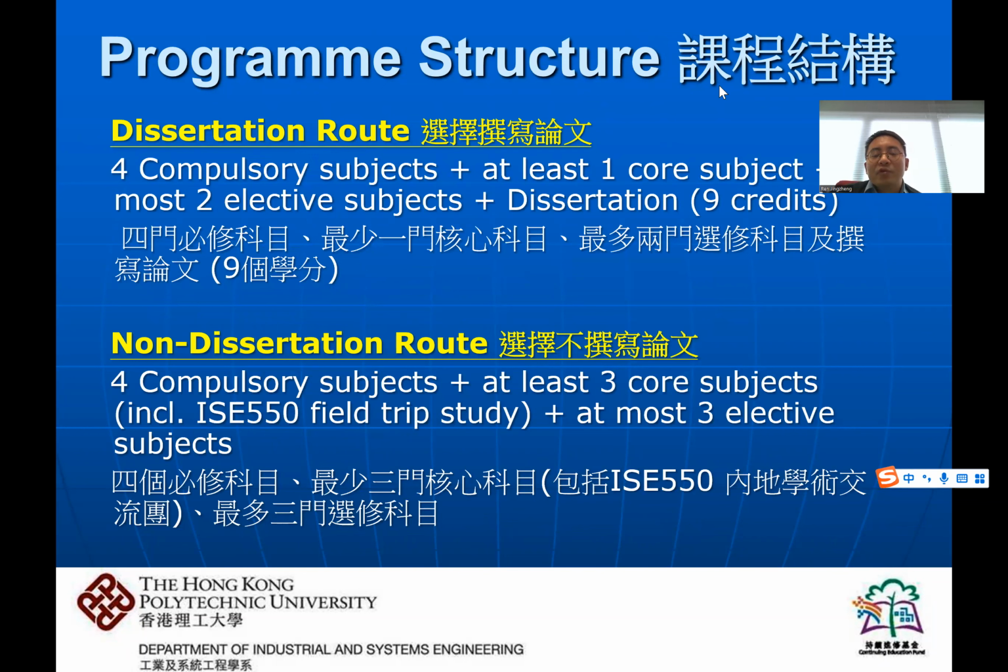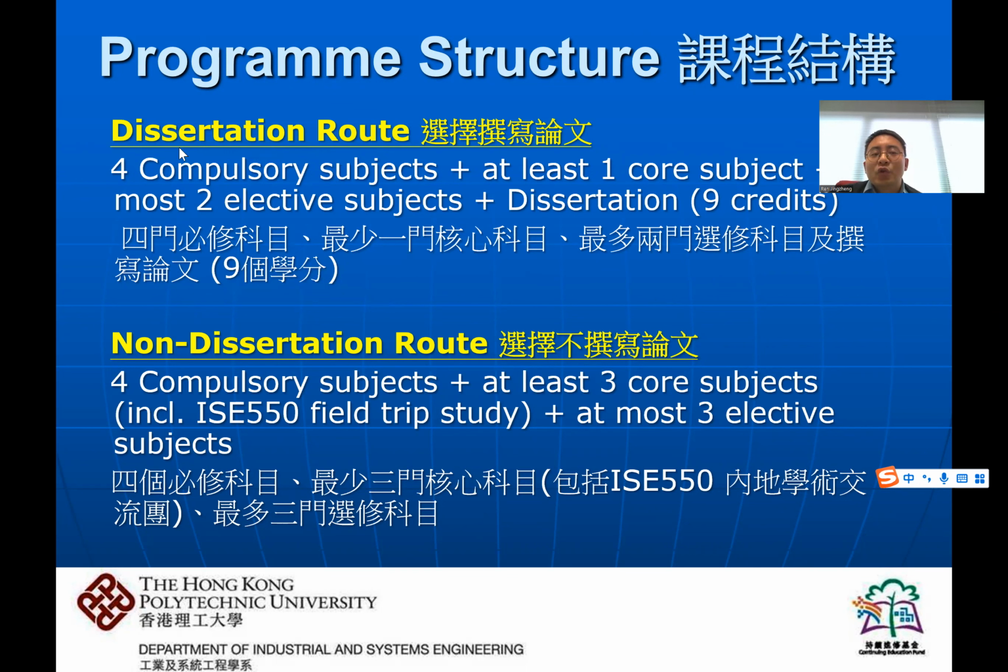For the program structure, there are two routes. The first is the so-called dissertation route, the second is the non-dissertation route. What does that mean? It means you are free to choose either one. If you choose the dissertation route, the dissertation accounts for 9 credits, equivalent to 3 subjects, because each subject covers 3 credits.